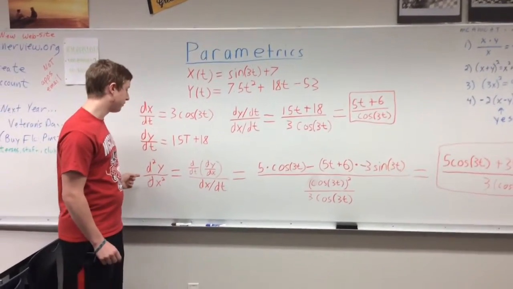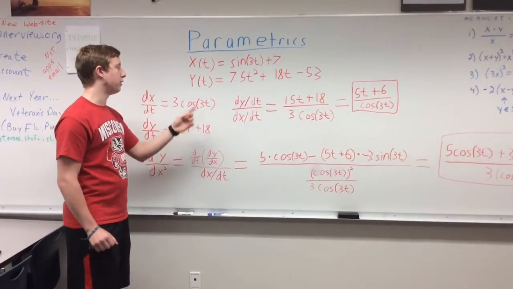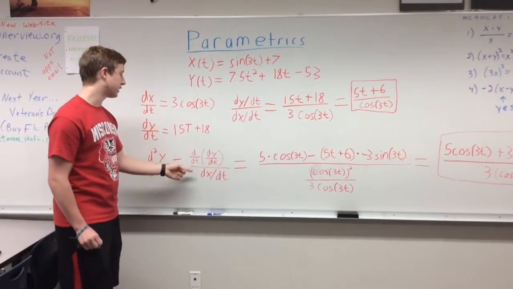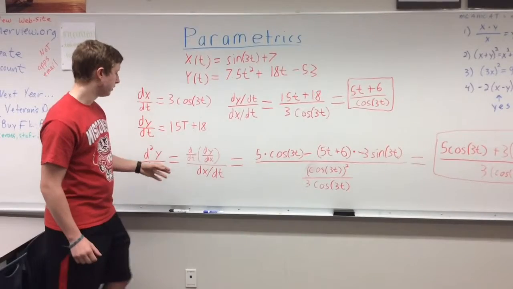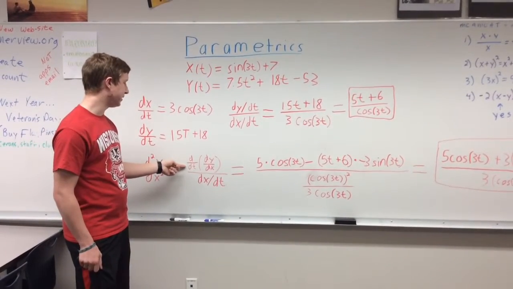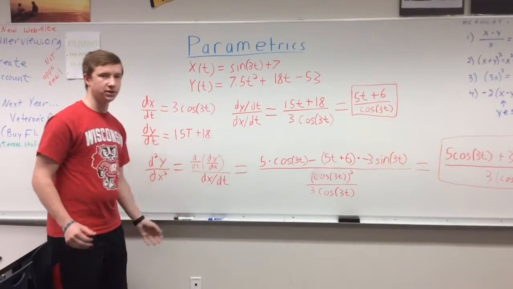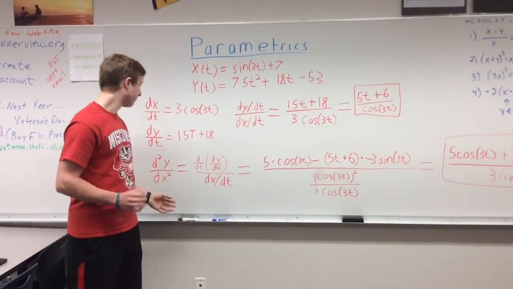So with the second derivative, you take the derivative of dy/dx, but you also add on an extra dx/dt on the bottom. You divide by an extra dx/dt. This is because you have to cancel out the dt's, otherwise you'll just have dt left over.